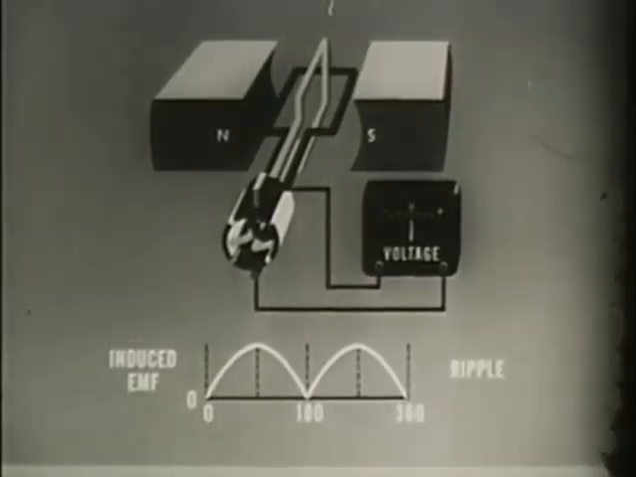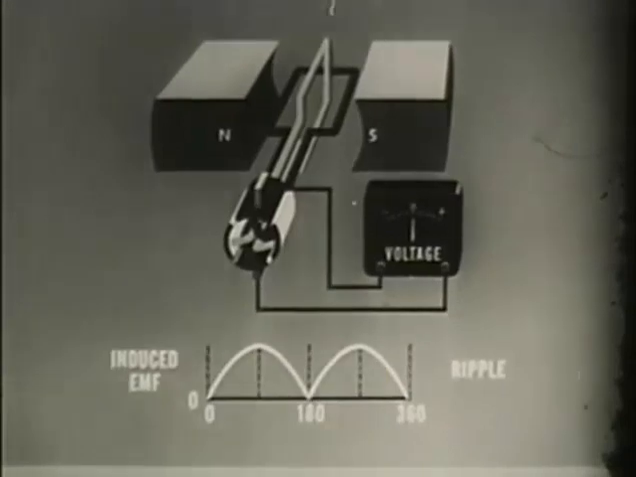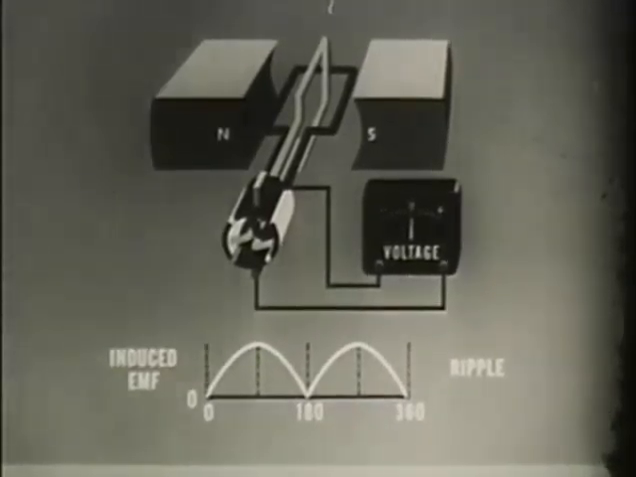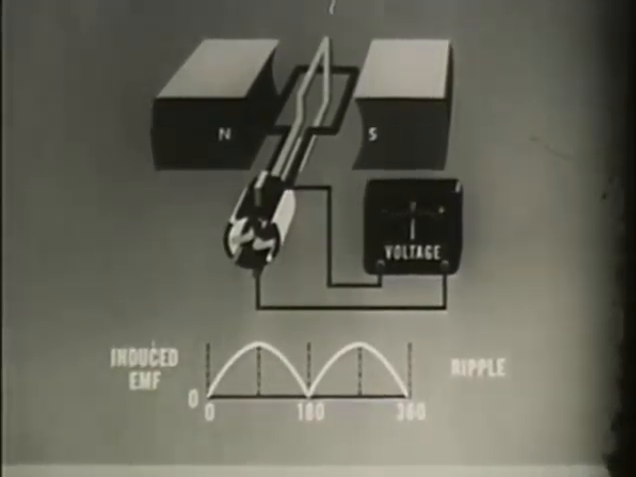Two loops at right angles connected to 4 commutator segments provide 2 outputs instead of 1. Jadi seakan-akan dua generator dijadikan satu, satunya ke sana, satunya ke sini. Oke.